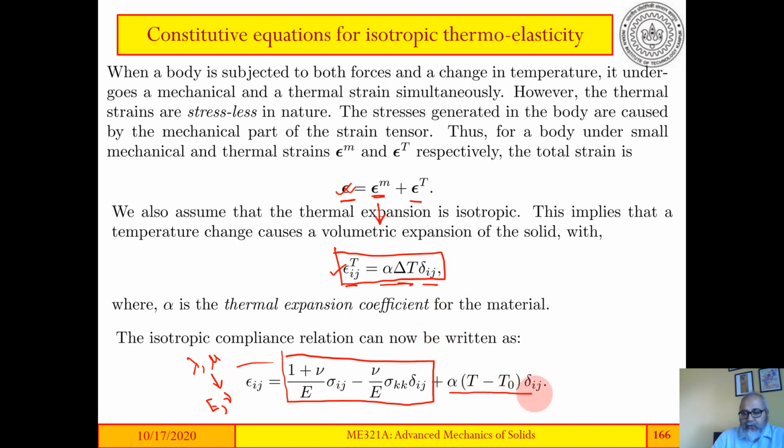Plus, this part is caused by the mechanical strains, and this part is caused by the thermal strains, which are simply alpha delta T delta ij. So this is the constitutive equation. This is the compliance relation for a material which is undergoing thermal as well as mechanical straining, and this is easily derived as a consequence of what we have been discussing so far. So let's stop here.